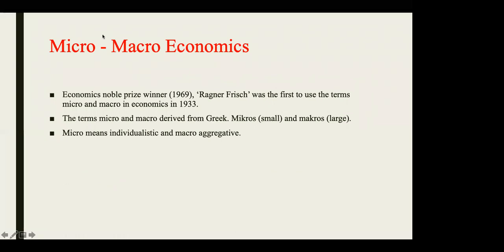Well, now we come to the partition of micro and macroeconomics. This partition was given by Ragnar Frisch. He's a statistician, mathematician, and also an economist. He was the first to coin the terms micro and macroeconomics, in 1933. Micro and macro mean small and large. They are derived from Greek. Micro means individualistic and macro means aggregative.